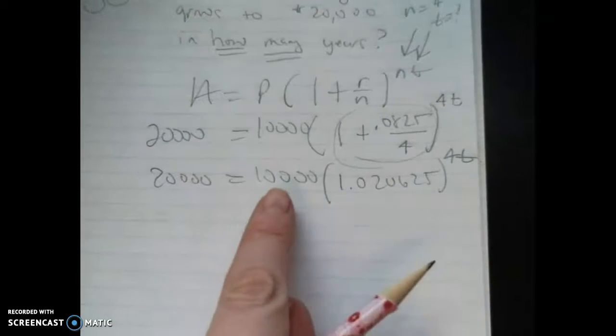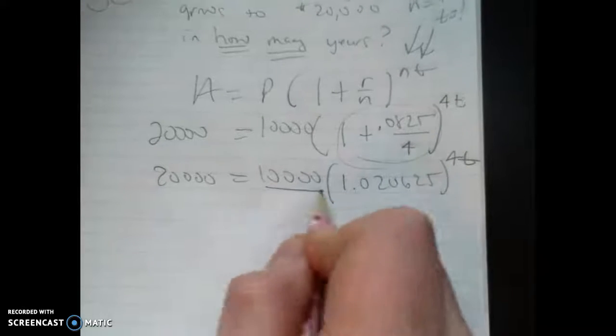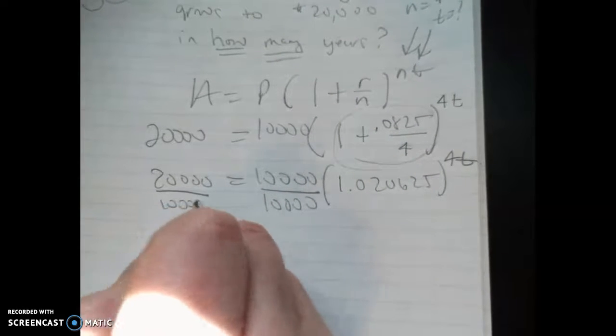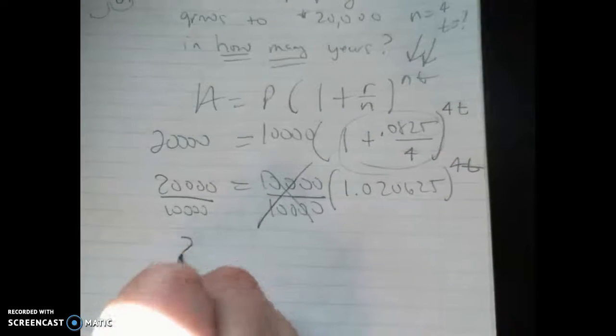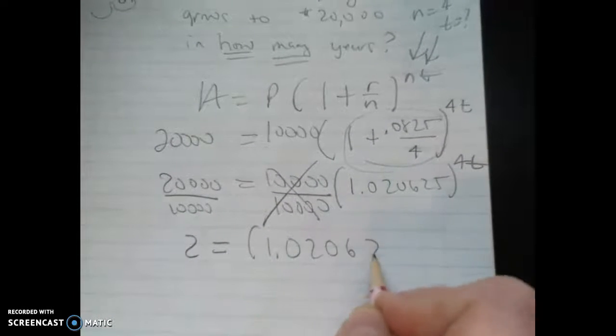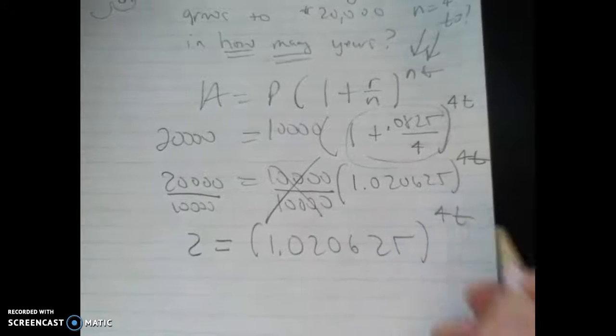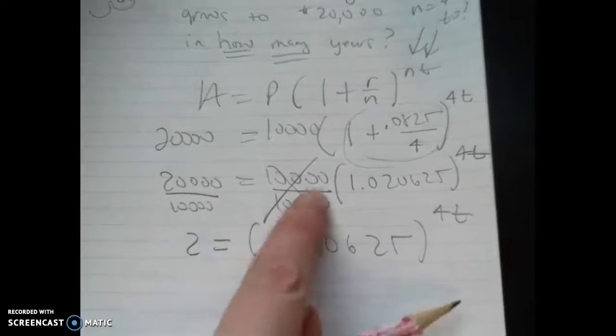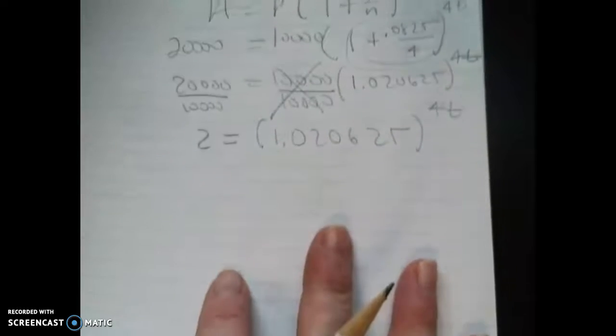But there's 4 parts here, and I only need 3. So I've got to get rid of the starting amount, so I'm going to divide by 10,000. I get 2 equals 1.020625 raised to 4t. Now I can use logs because I have a base, an exponent, and an answer. I don't have that extra starting amount that exponential has.